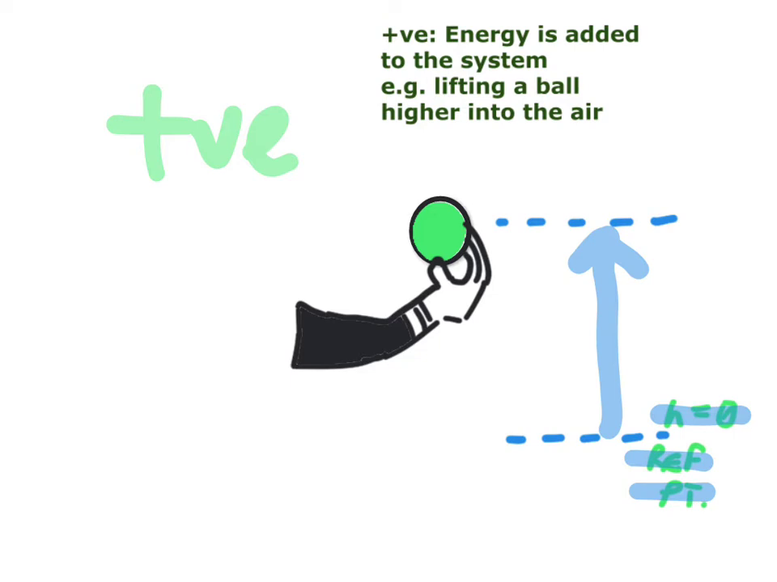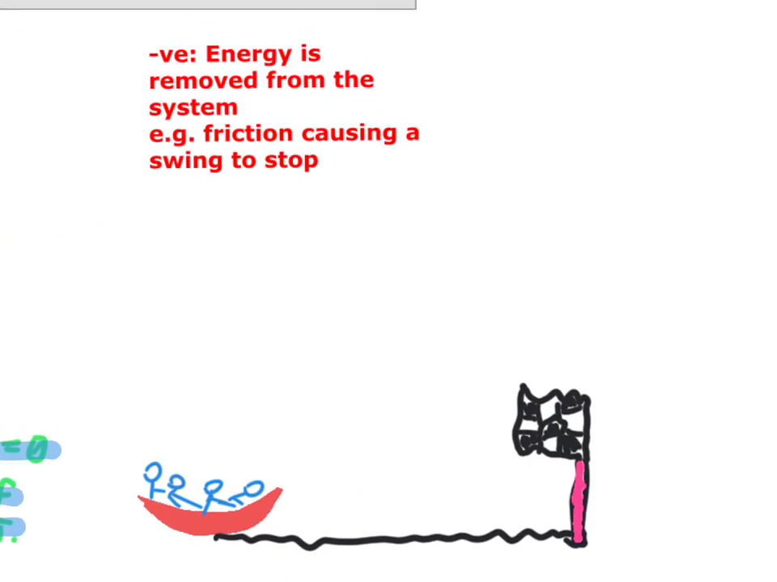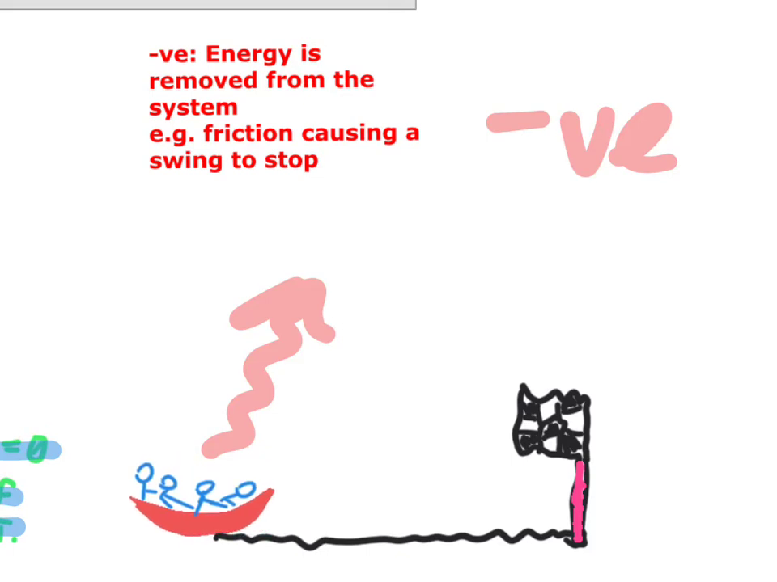So if we look at an example on the other side of things where negative work is done, normally our negative is red, so let's put that in. Energy is removed from the system when negative work is done. So energy, if you like, flows from that system. If we look at a bobsleigh, we'll use the bobsleigh as an example, energy is removed from that system when friction causes it to stop. So if we look at the bobsleigh here, it's moving.